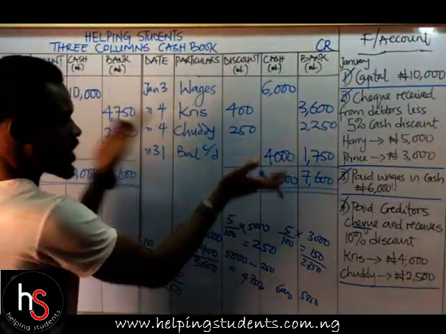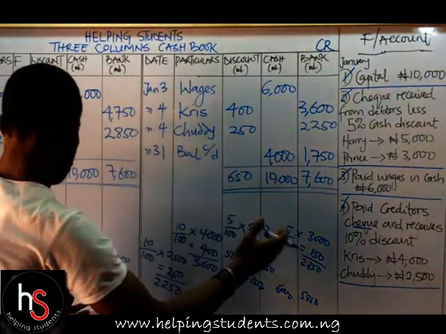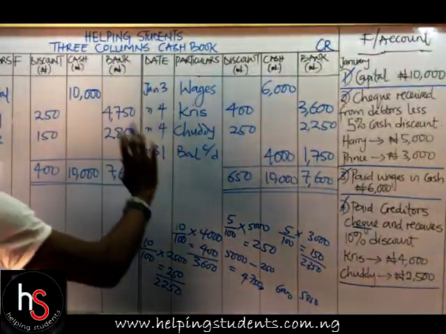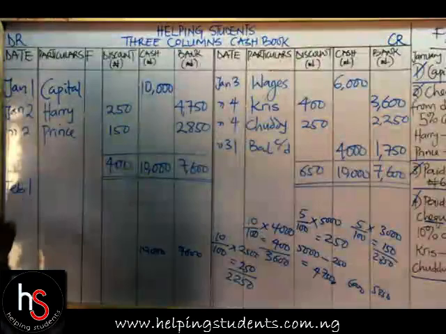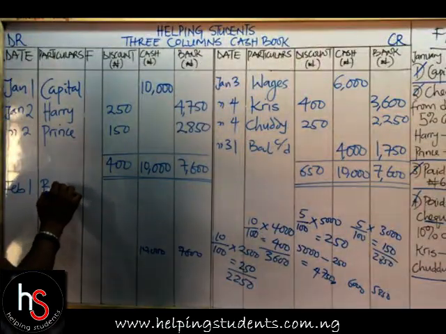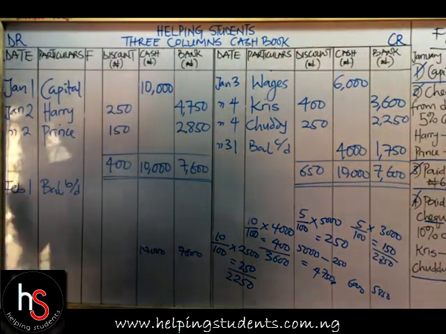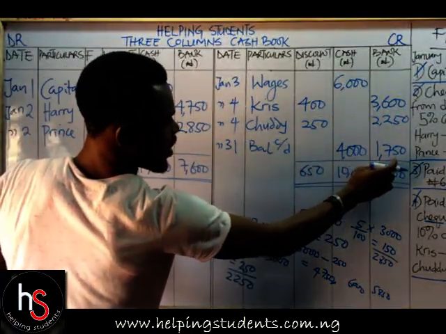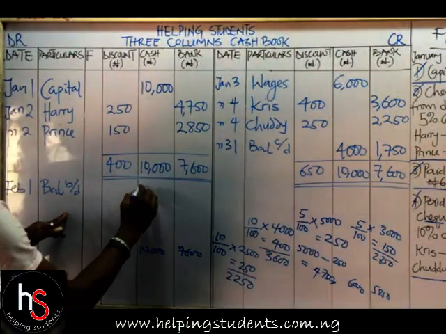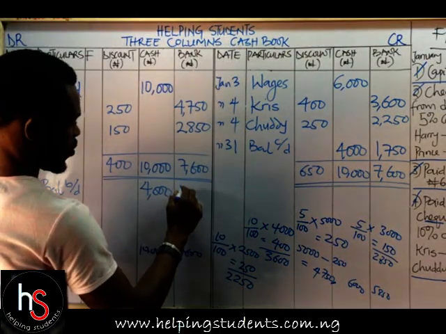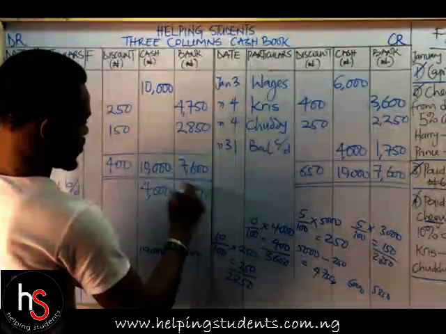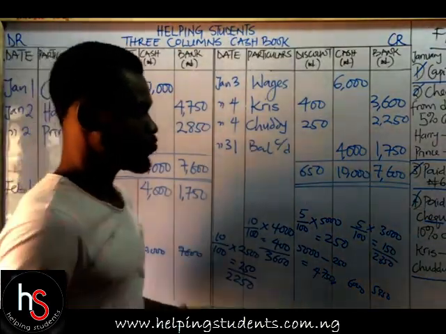This is what we'll take over to the next accounting section. So what we do here is, on the first date of the next month, which is February 1st. We'll now have what? Our balance brought down. So what do we have? We have 4,000 and we have 1,750. So we'll write them here respectively, 4,000 and 1,750. So that is it.